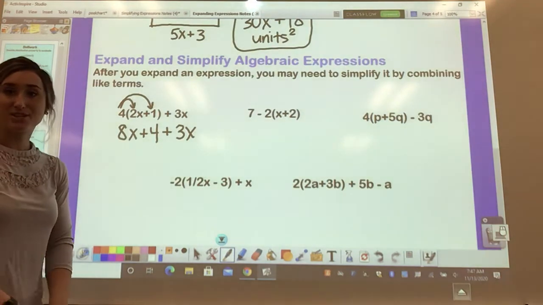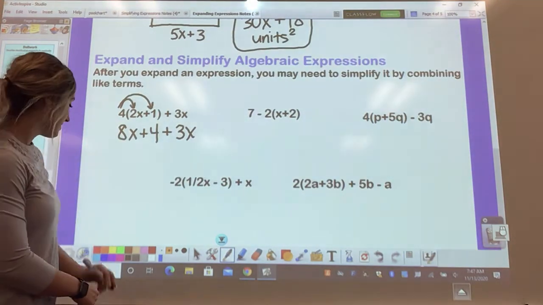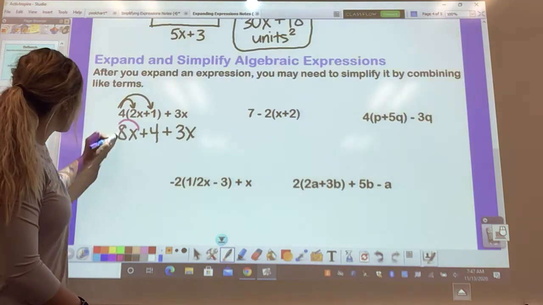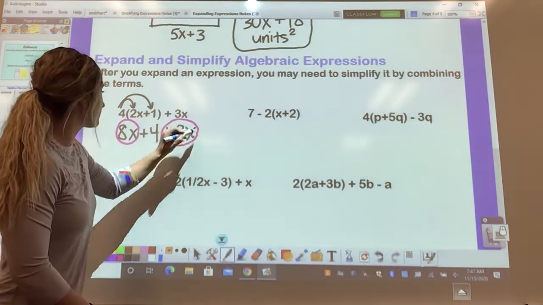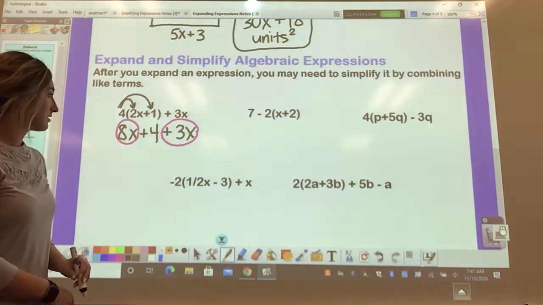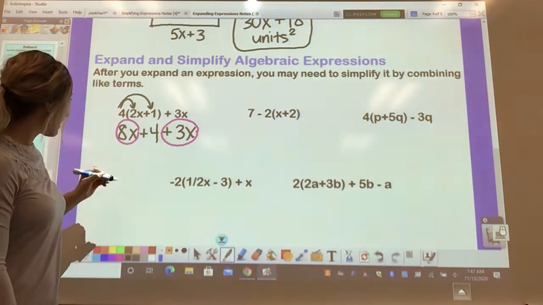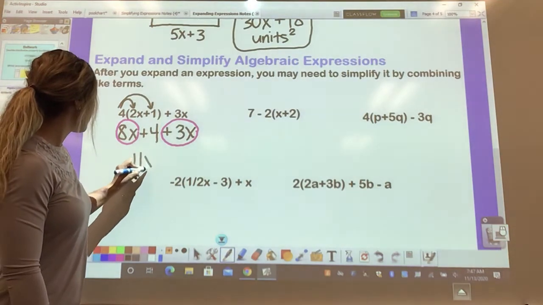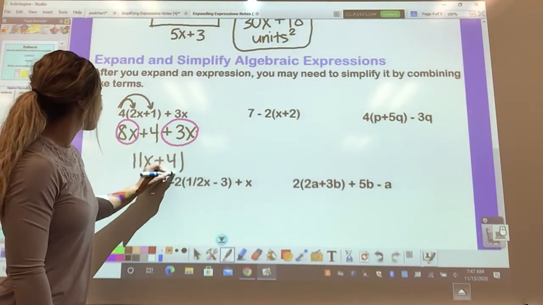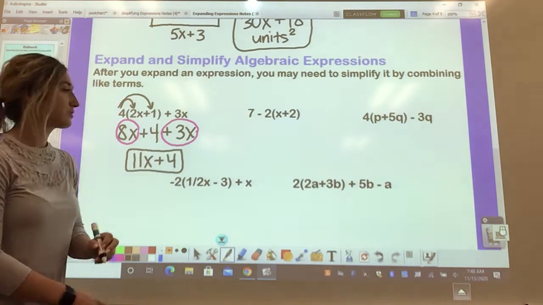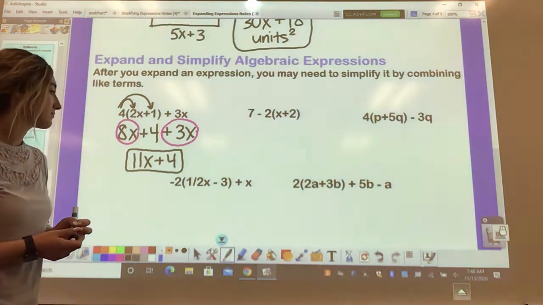And now we have an expression that we were working with last week. We have like terms of 8x and positive 3x. If you need to get out your coloring supplies, you can do that to circle those. And that gives us 11x and then still just the plus 4. So that would be the final answer for that expression.